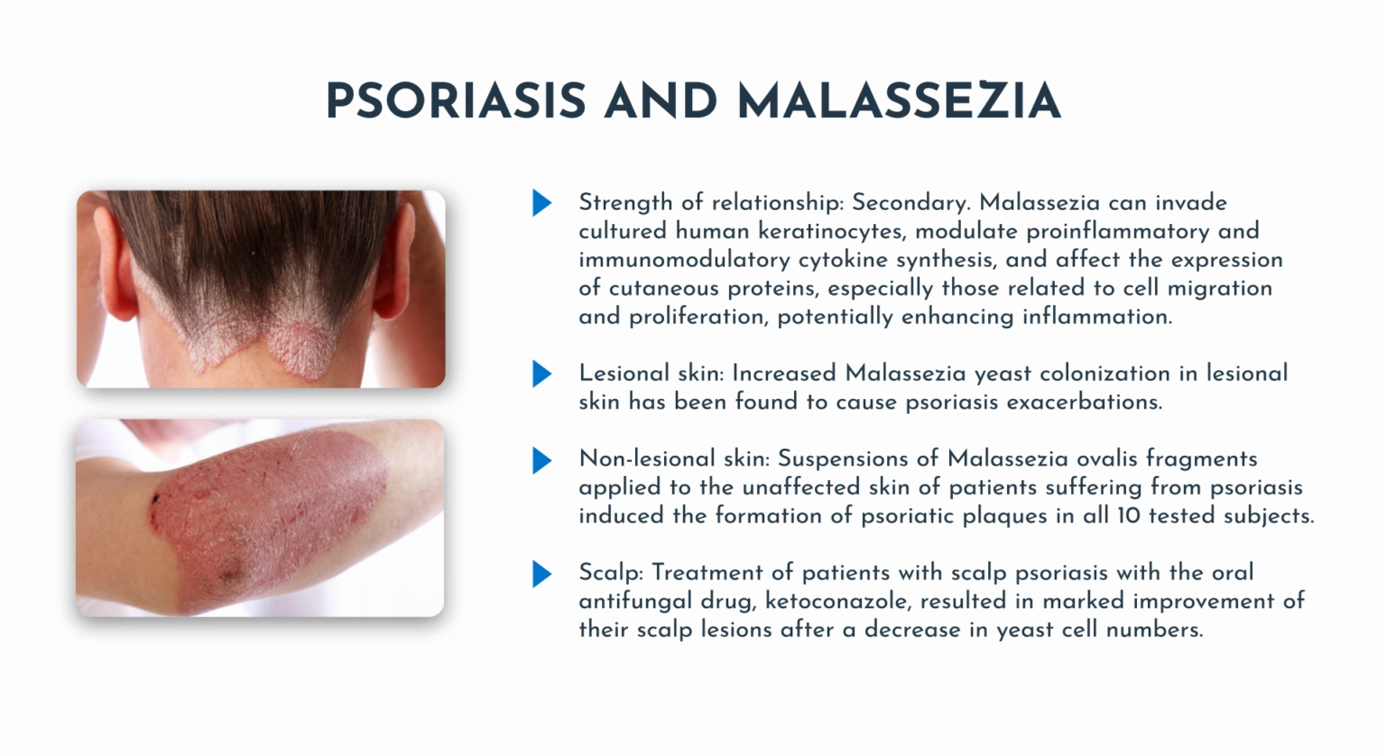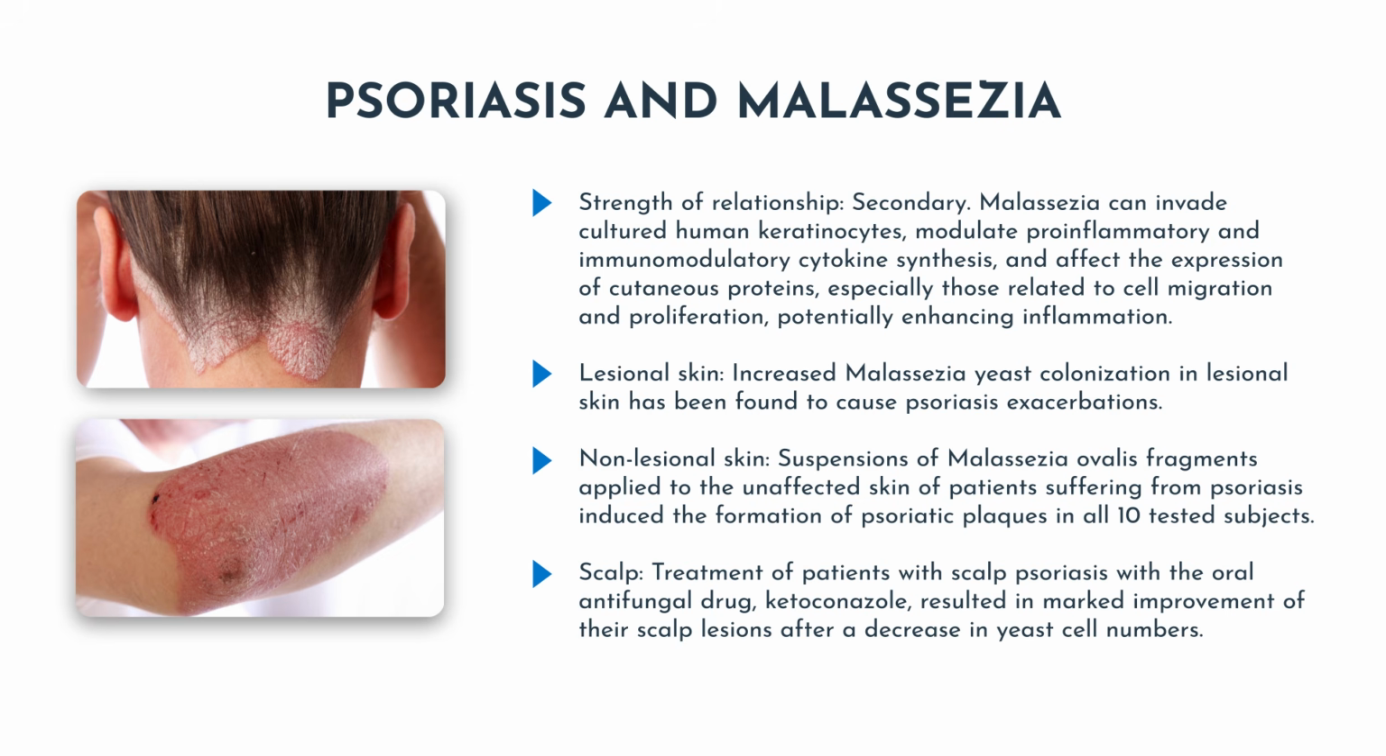When it comes to Malassezia and psoriasis, it's not that Malassezia is the main cause of psoriasis. It's not. But it can be a factor that exacerbates and prolongs the psoriasis and really makes it a lot worse, because Malassezia can invade the keratinocytes and trigger inflammatory cytokine synthesis. They can also affect the expression of cutaneous proteins, especially those related to cell migration and proliferation. Again, the fundamental issue in psoriasis.